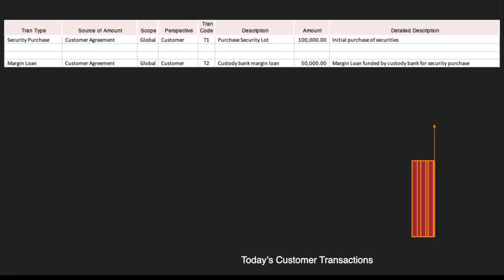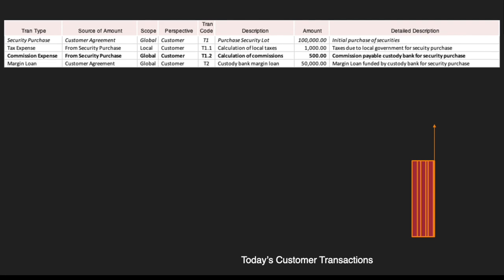These two transactions don't represent everything that's happened with the customer, though. There are likely other transactions that are generated in the source system, likely using these as the source to calculate what those amounts are. For example, local taxes due are likely calculated based upon the security purchase agreement amount, rather than something independent. This transaction is very important as well for financial reporting. And similarly, commission expense is also calculated based upon the security agreement. Note, though, that all four of these transactions are agreed with the customer, are shown to the customer, are from the customer perspective rather than the enterprise perspective.